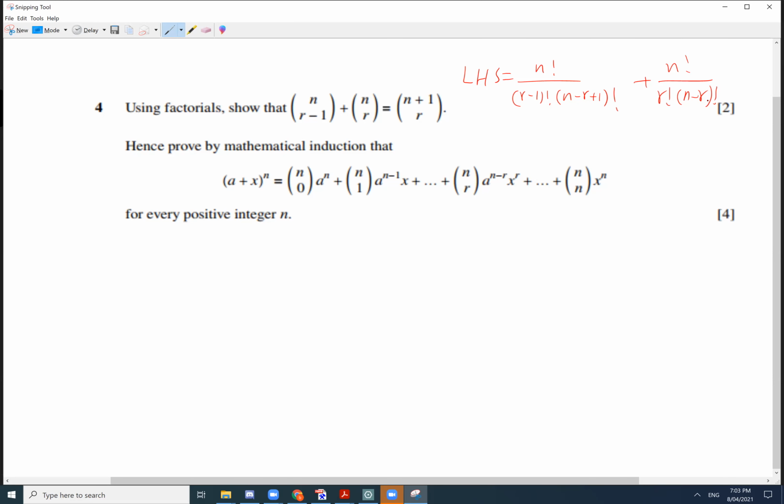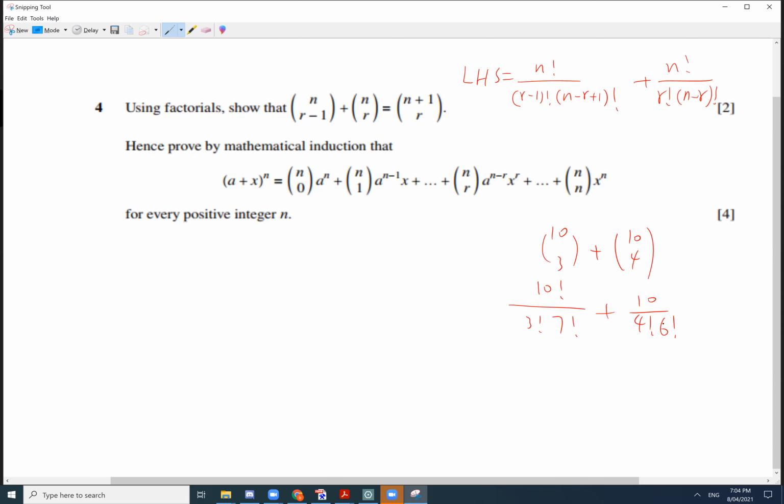But how do we combine them together? It's like this, guys. For example, we try to use some examples. 10C2, or 10C3 plus 10C4, maybe we use smaller numbers. If you use factorial, you get 10 factorial over 3 factorial times 7 factorial, plus 10 factorial over 6 factorial times 4 factorial.